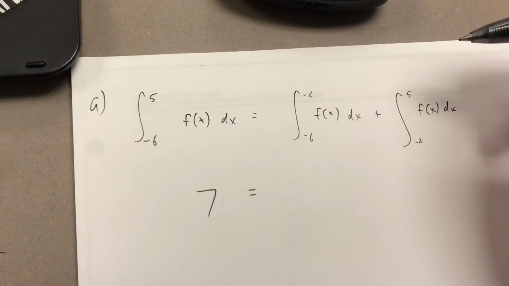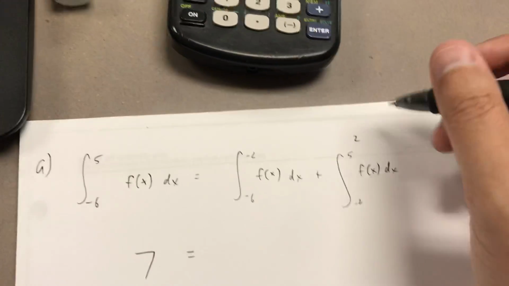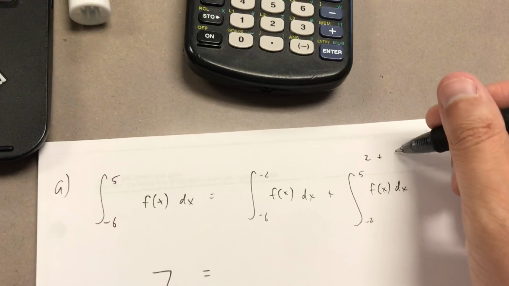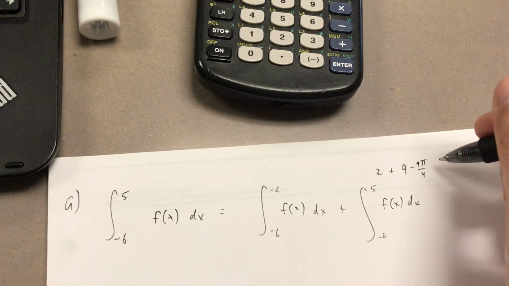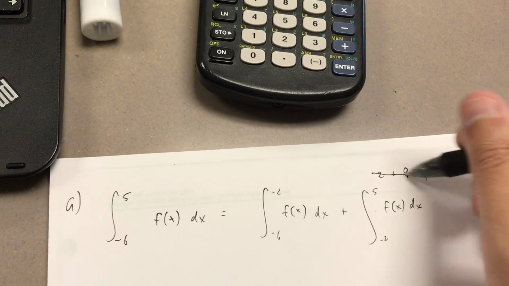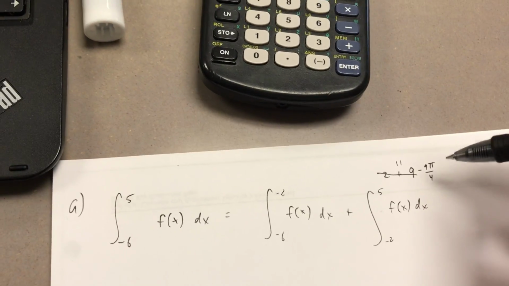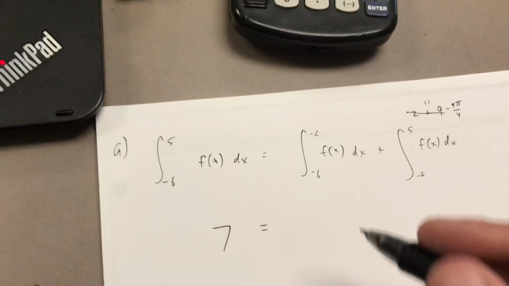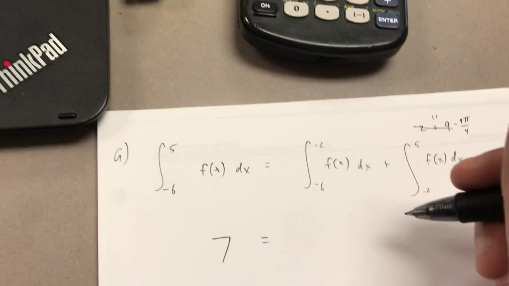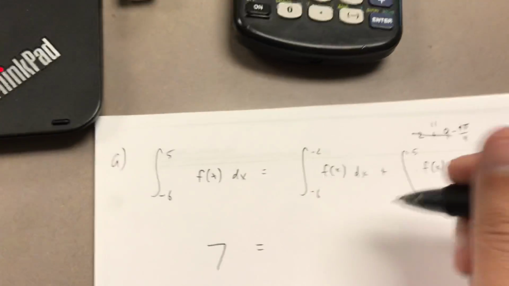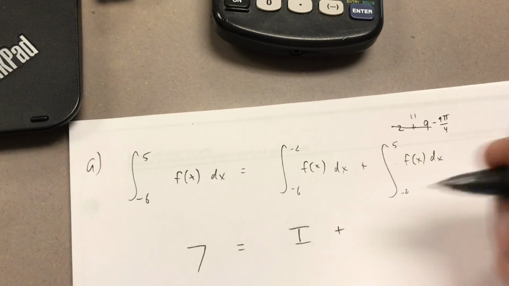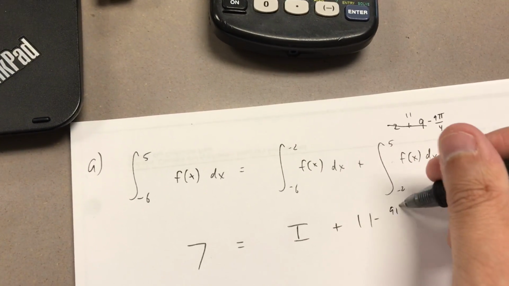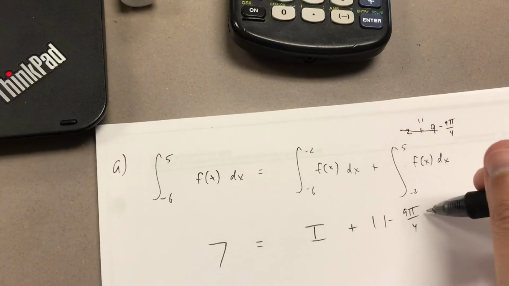And anyway, so if we put all that together, we've got the region that has an area of 2, and we have the square that has an area of 9, and then we're removing the 9 pi over 4 from that, okay? And so if we put those two things together, that's 11 minus 9 pi over 4 is this integral here. So here's what we've got. So we've got 7 equals, we'll call this integral I for integral, plus 11 minus 9 pi over 4. And then we should just be able to solve that equation.